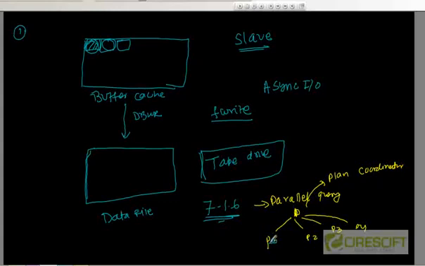Whereas these sub plans are going to be given by, for example in this case, your dedicated server, which is the plan coordinator. The dedicated server is then going to give these sub plans, small plans, to other processes, which are called parallel query execution server processes. Okay, in this case maybe we have 4 parallel query execution processes.